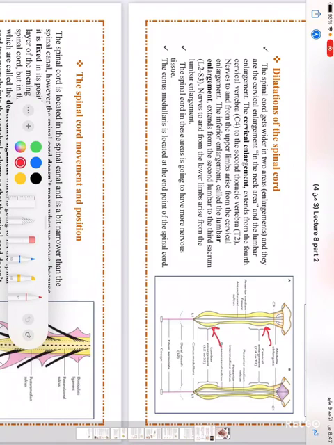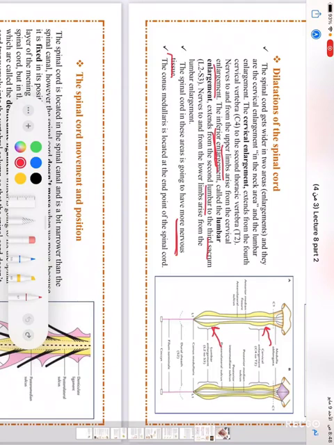Nerves to and from the upper limbs come from the cervical enlargement. The inferior enlargement, the lumbar enlargement, extends from the 2nd lumbar to the 3rd sacral. Nerves to and from the lower limbs come from the lumbar enlargement. The spinal cord in these areas has more nerve tissue, meaning that in the cervical and lumbar enlargements we have more nerve tissue than in other areas.